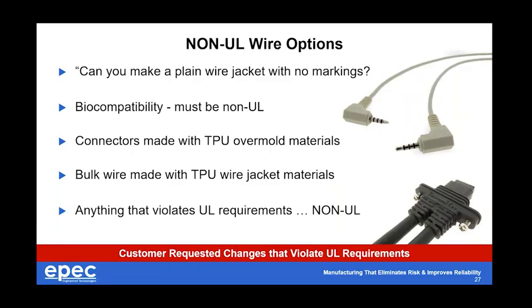It doesn't mean we totally throw all that out the window. Our customers can define the performance of a UL wire and then give us the approval to make it in a non-UL fashion, but with biocompatible material. This is also true for the overmold materials used in the connectors. If you're using a biocompatible wire jacket, we're going to want to use a similar or the exact same overmold material so that it can chemically bond and give you a proper seal between the wire jacket and overmold.